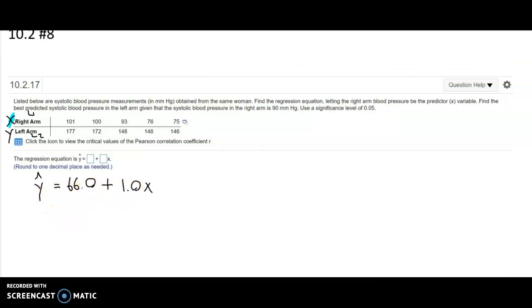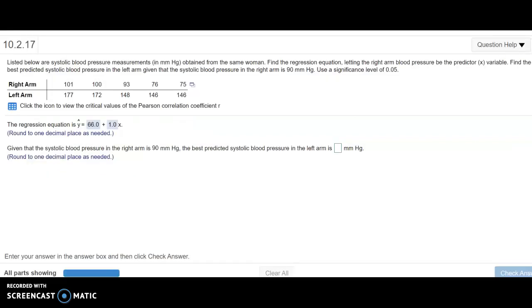plus 1.0x. For the next part of the problem, we're asked, given the systolic blood pressure in the right arm is 90 mmHg, the best predicted systolic blood pressure in the left arm is blank mmHg. So we have to say if x is 90, what will y be? In order to find this, we have to first determine if our data makes a good linear model.